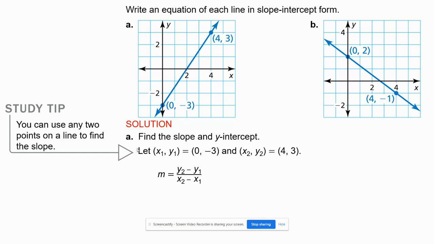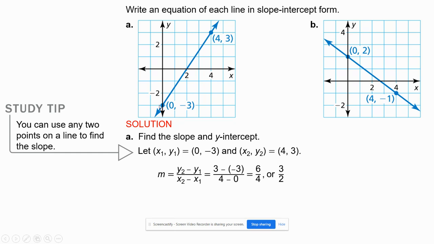So we're going to use the equation this time. So our y2, that's 3, minus our y1, that's negative 3. So I have 3 minus a negative 3. And on the bottom, I have x2, that's 4, minus x1, that's 0. So I get 3 plus 3, or 6, over 4, which simplifies to 3 over 2.